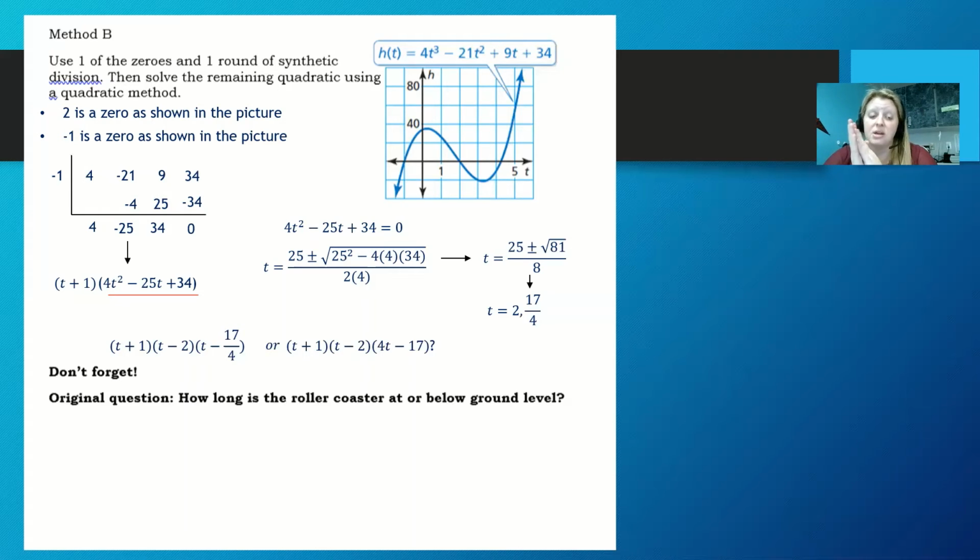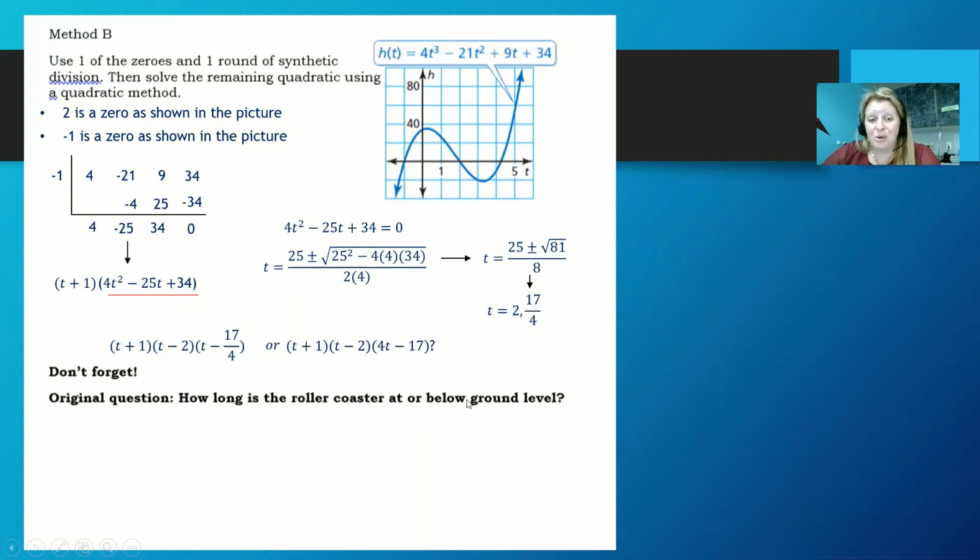But again, it depends on what the directions of the problem say. If you just need to find the x-intercepts, go for it. But if you need to factor or find dimensions of a box, which would require factoring, you really shouldn't use that quadratic formula. So the one thing we don't want to forget is we need to answer the actual question.